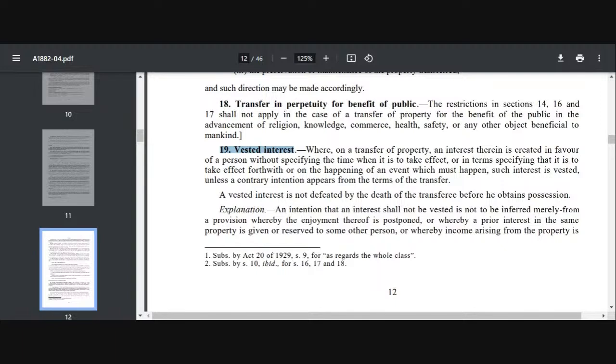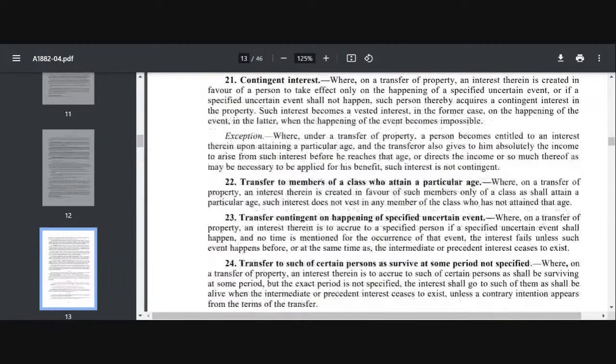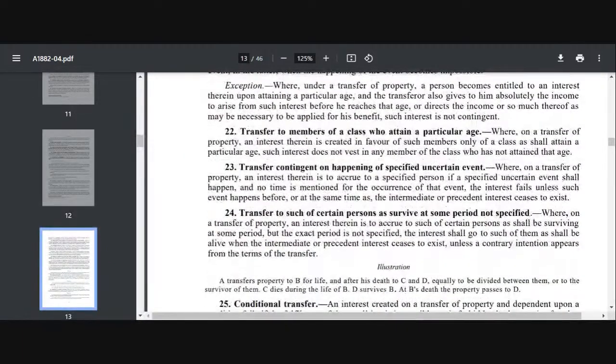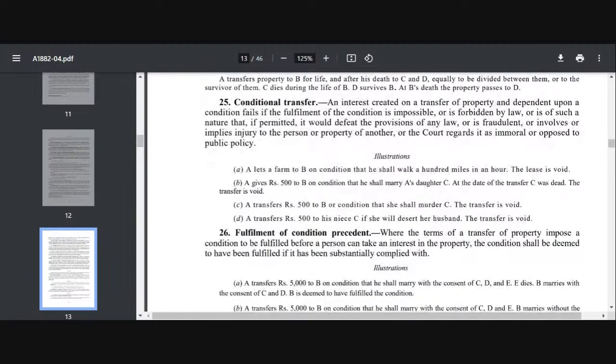ठीक है. कम टू नाउ सेक्शन डिफरेंस आप देख लेना, वेस्टेड और कंटिंजेंट इंटरेस्ट का 19 और 21 का डिफरेंस देख लेना. ठीक है. 22 जो है दैट इज ट्रांसफर टू मेंबर ऑफ अ क्लास हु अटेन अ पर्टिकुलर एज, right. So 22, 23, 24 is, you know, is continuance of contingent interest ka, you know, sections. It is an extension of it. So read those rules.